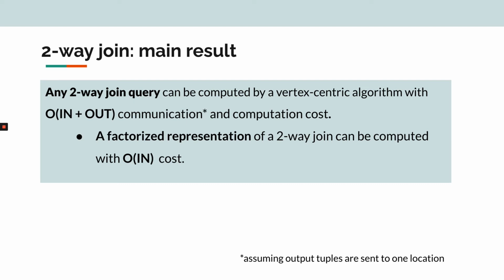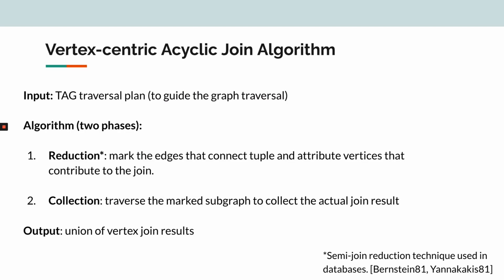We state our first result by saying that any two-way join can be computed in a vertex-centric way with the cost linear to the input plus output size. And with an observation that the join result can be factorized, we can obtain the total cost that is linear in the input size only. We continue by extending the two-way join algorithm to multi-way acyclic queries. The acyclic join algorithm is a vertex program that is executed in parallel by all active vertices.